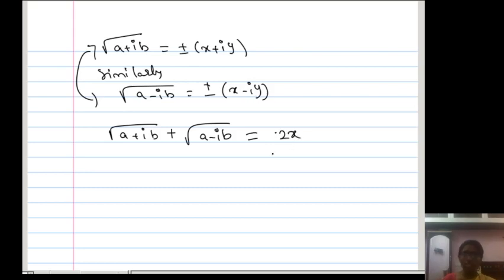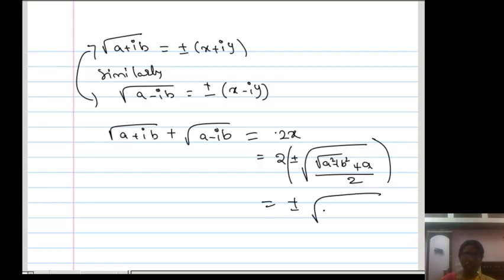But what is x here? You know from the previous theorem, what is x? Plus or minus, 2 into x. What is x? It is plus or minus under root a square plus b square plus a, by 2. So this 2 root 2 means I am writing the simplification: this under root a square plus b square plus 2a.